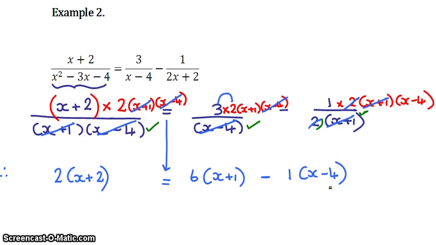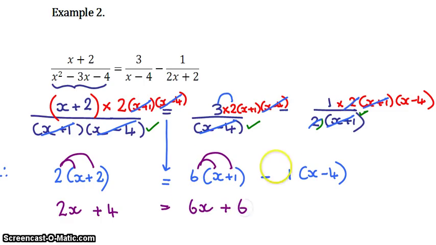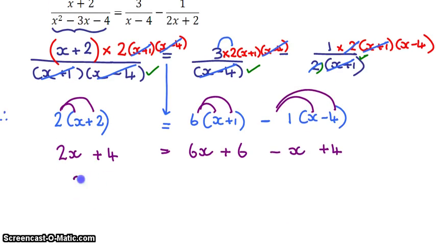And now I'm back to a simple linear equation, which means I multiply it and collect up like terms. So I've got 2x plus 4 equals 6x plus 6 minus x plus 4. Now I always simplify each of my sides before I continue. So this side would be 6x take away x is 5x plus 6 plus 4 is plus 10.